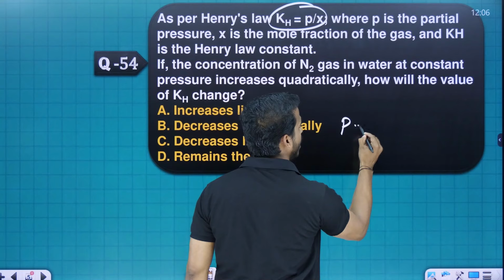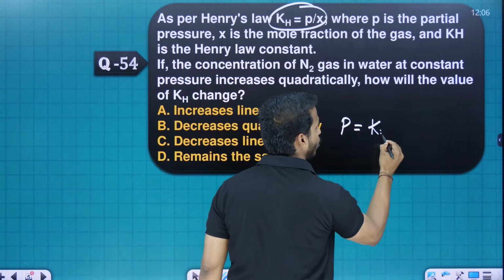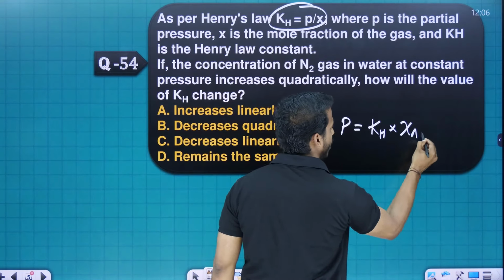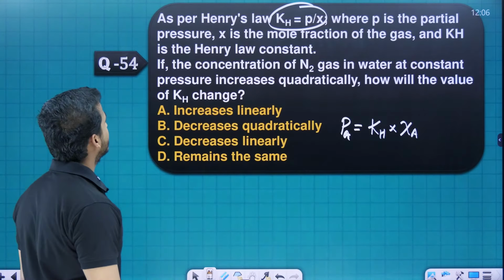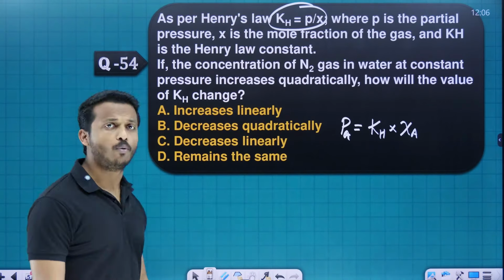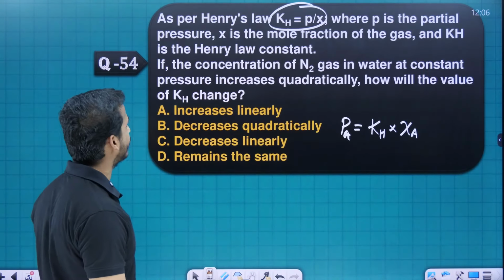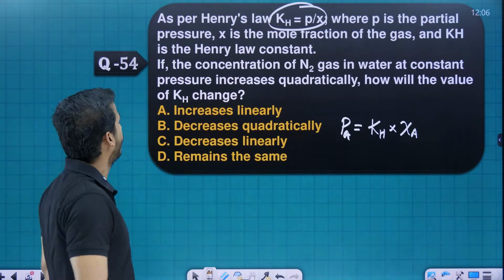Next one. As per Henry's law, Henry's constant KH is equal to P by chi. What is our actual equation? Partial pressure is equal to Henry's constant into what? The chi, right? Yes. Where P is the partial pressure, chi is the mole fraction of the gas, and KH is the Henry's law constant, everything we know.